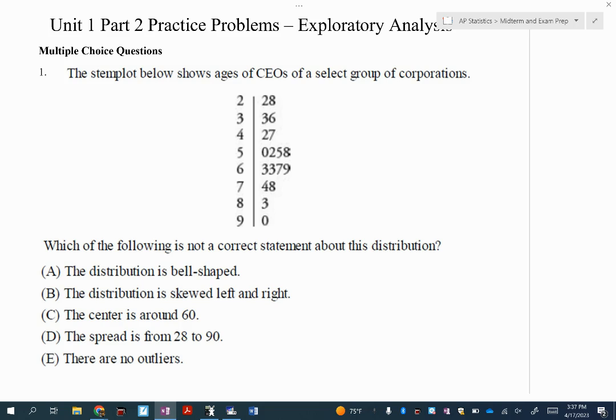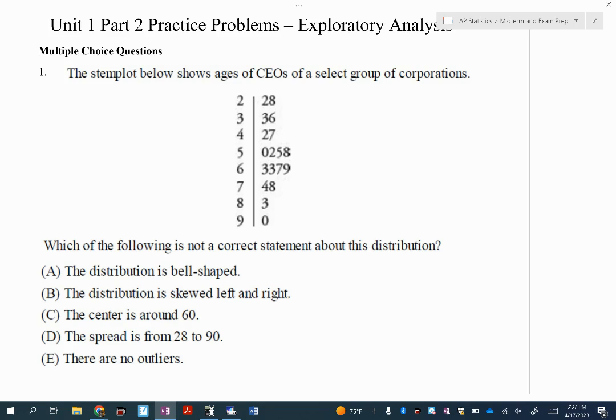All right, so here we have a stem and leaf plot showing the ages for CEOs from a group of corporations. Which of the following is not a correct statement about this distribution? There's actually two of them that are not right, because this review book isn't perfect either. They make mistakes. So when it says distribution is bell-shaped, I've never used the phrase bell-shaped. What is the phrase that I would use for that?